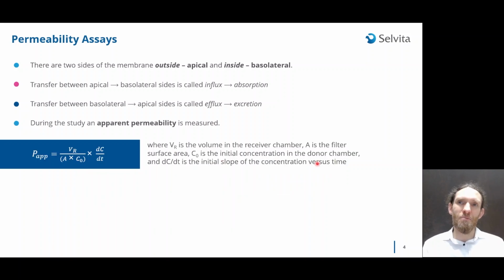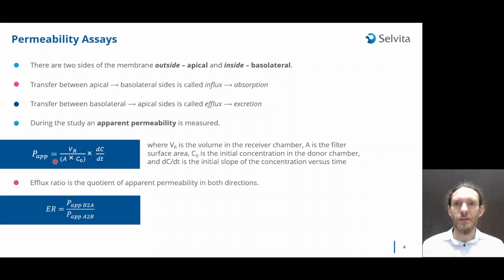The usual parameter that is being measured in assays is called apparent permeability. So here's the equation that describes it, but we will not describe this in detail. It's not important for us in this presentation. It's important to remember that is the apparent permeability. That's the value that is being measured.